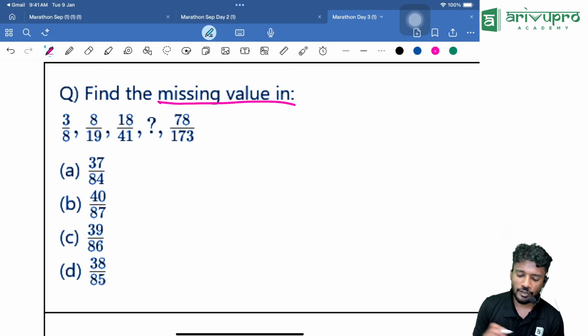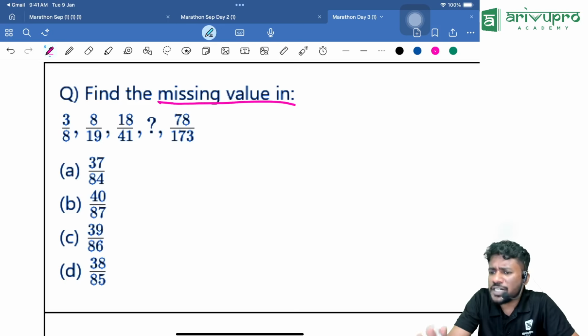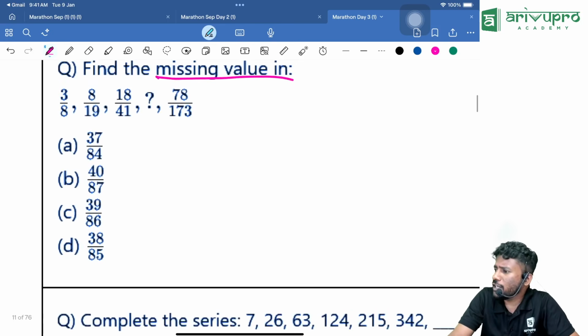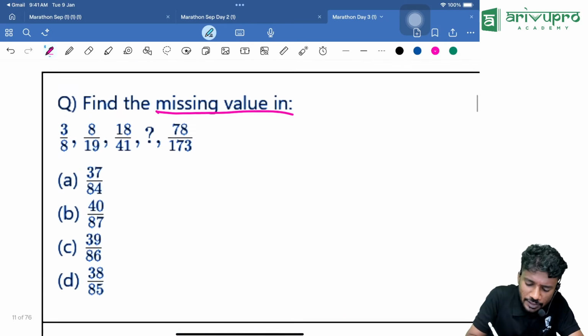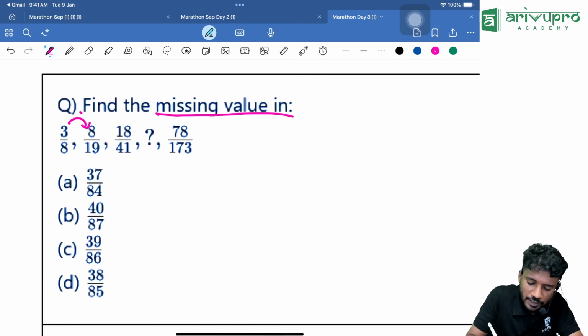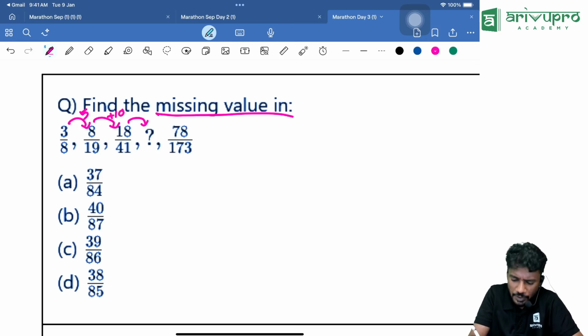The missing value of this. Whenever the question is given in a fraction, we will check the numerator, how the change is happening. Plus 5, plus 10, then some other number. We don't know that number. What do you think the next number can be? Plus 15 can be one possibility. If you say plus 15, the next number will be 33. Is 33 there in the options? No. That means that is wrong.